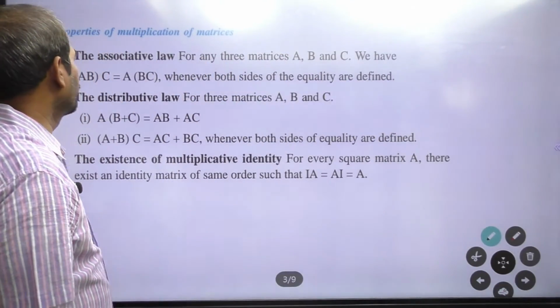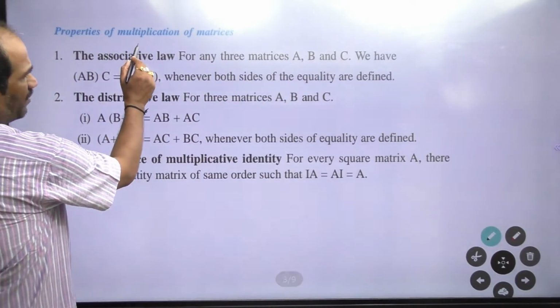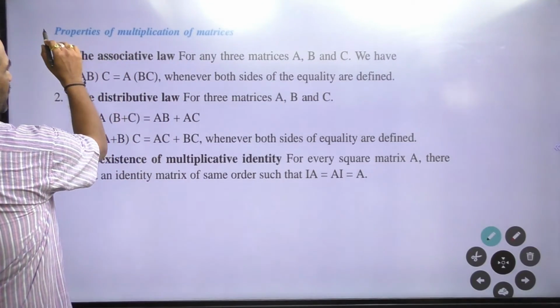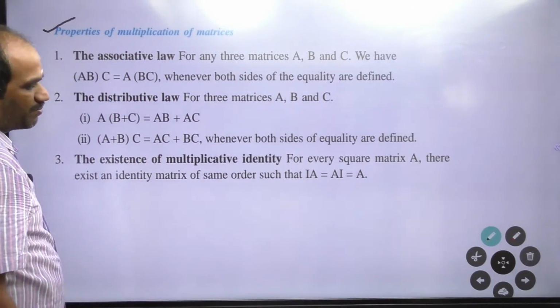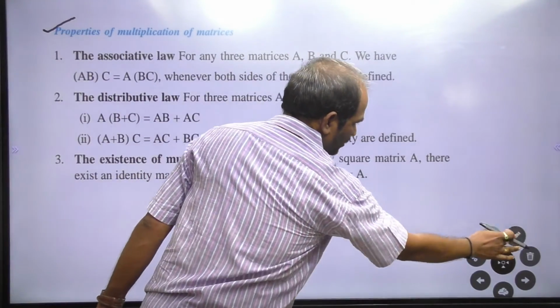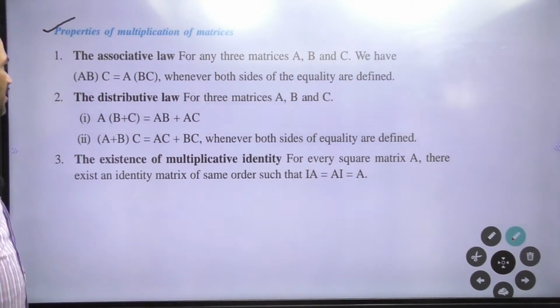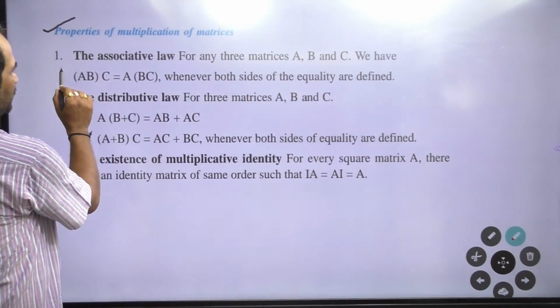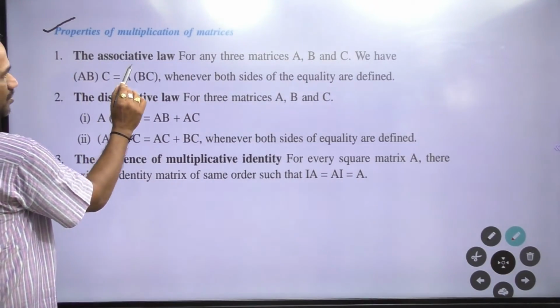Next, properties of multiplication of matrices. There are many properties. In this first one, the associative law.